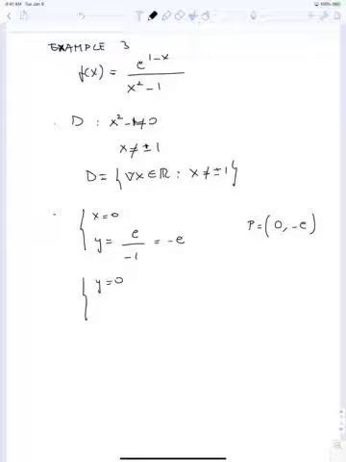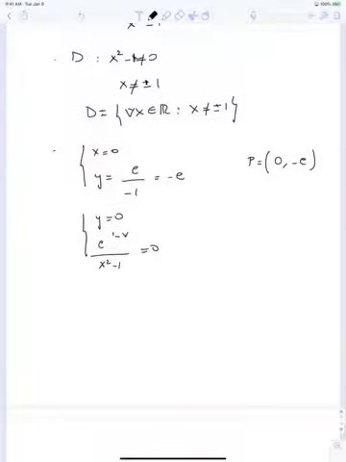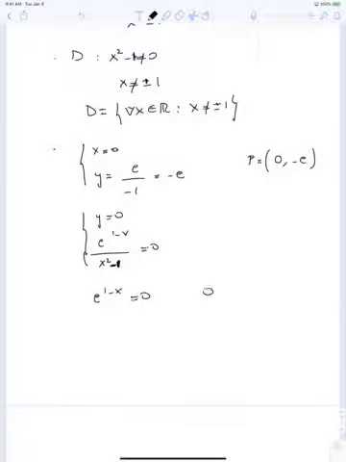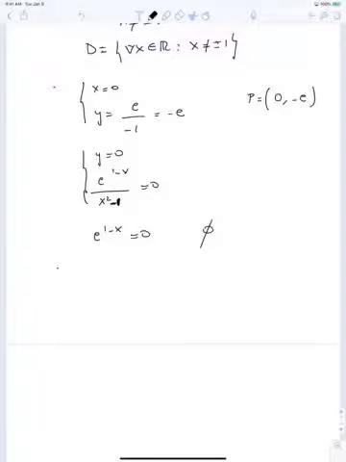Now, if y is equal to 0, it means that e power 1 minus x divided by x squared minus 1 is equal to 0. Again, we know that the denominator cannot be equal to 0 by definition of domain of a function, so e power 1 minus x has to be equal to 0. But this is an exponential function, and exponentials are always positive, no matter what the exponent is. So this never happens. So there are no intersections with the x-axis. So it means that either the function is positive everywhere or negative everywhere.